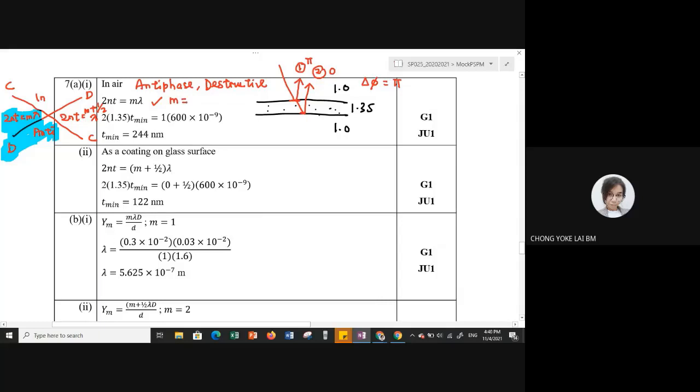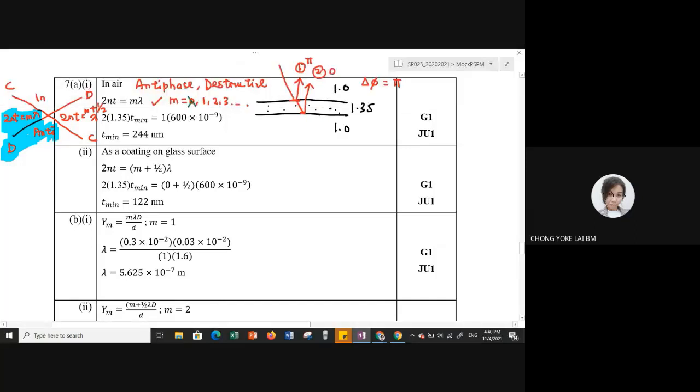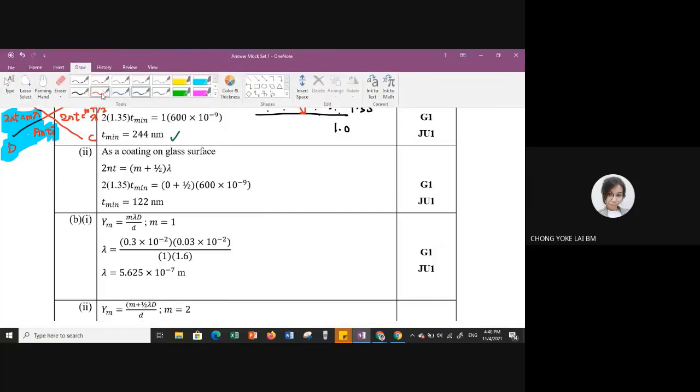Kita tahu order number kita start kosong, 1, 2, 3 dan seterusnya. Tapi kita tak boleh ganti kosong. Kenapa? Sebab bila kita ganti kosong, jawapan kita jadi kosong. Kita dah tak ada thickness. So tak boleh. So untuk situasi ni kita ganti 1. Okay? For the minimum thickness. Then we get our minimum thickness is 244 nanometer. Okay? So we solve one question.